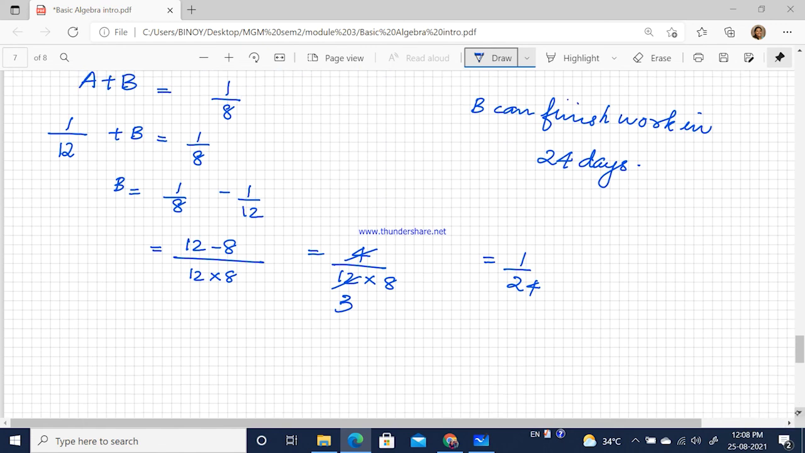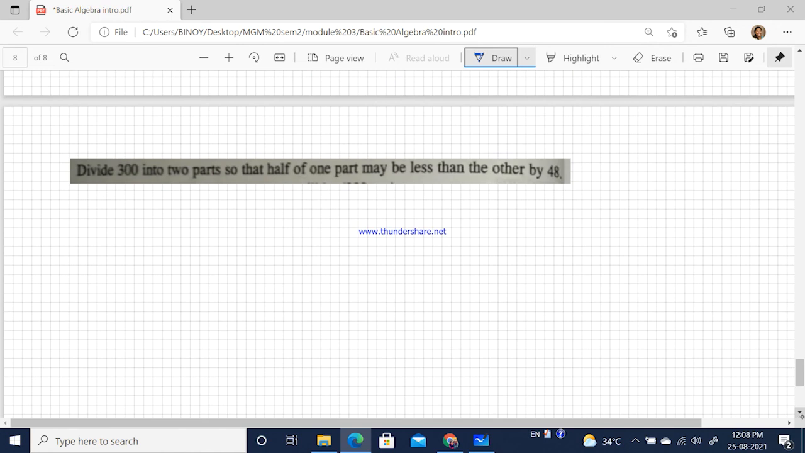Okay. Moving on to the next question. Divide 300 into 2 parts so that half of one part may be less than the other by 48. So we consider x minus 48, and x. So divide the 300 into 2 parts so that half of one part should be less than the other part by 48. So when you add x minus 48 plus x, you should get 300. Then you need to find the value of x.